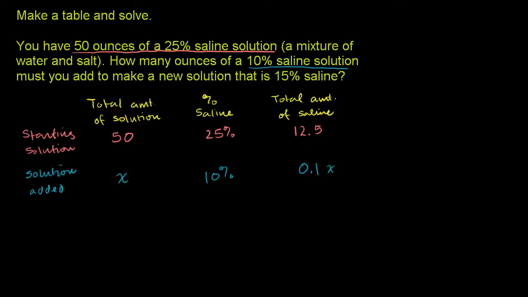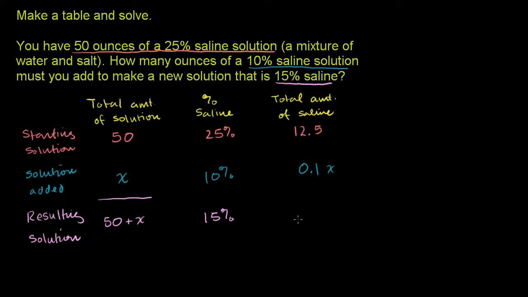Now, when we add it, what do we end up with? So let me do this in a different color. Resulting solution. Well, if we started with 50 ounces and we add x ounces, we are going to end up with 50 plus x ounces. That's our total volume of the resulting solution. What percent saline is it? Well, our goal is to make a 15% saline solution. So it has to be 15% saline.